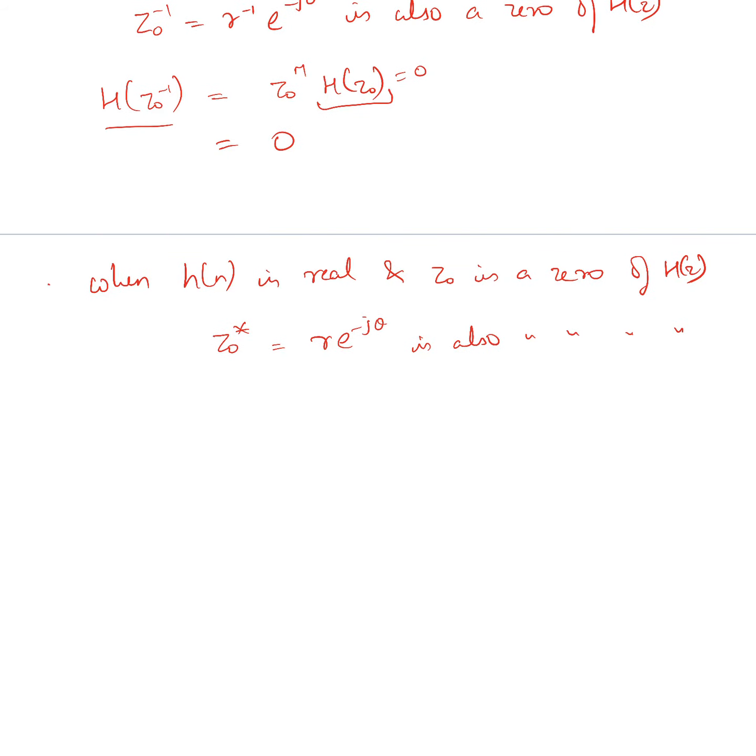If the complex conjugate of z naught is a zero of h of z, then the inverse of this complex conjugate, which is r inverse e raised to the power j theta, is also a zero of h of z.